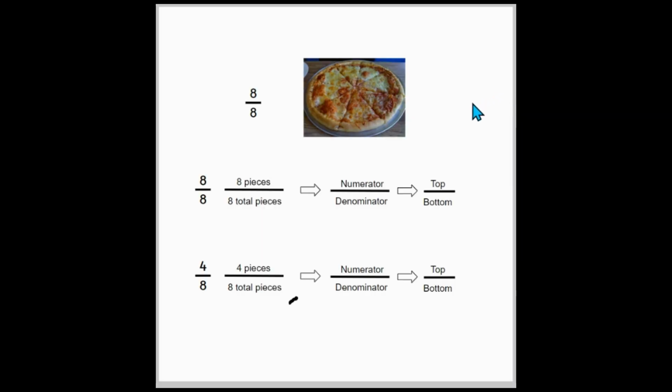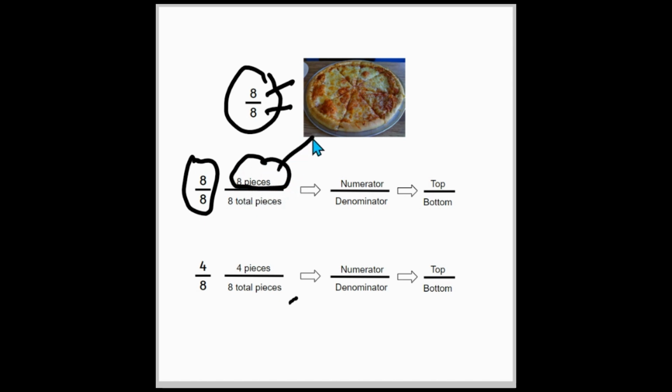Let's take a moment and learn about fractions. This is a pizza. It's cut into 8 pieces. That's what this fraction right here tells us. 8 total pieces of 8 total pieces. Okay, so over here I have 8 over 8. 8 pieces of pizza are right here, okay? And that's the total number of pieces.